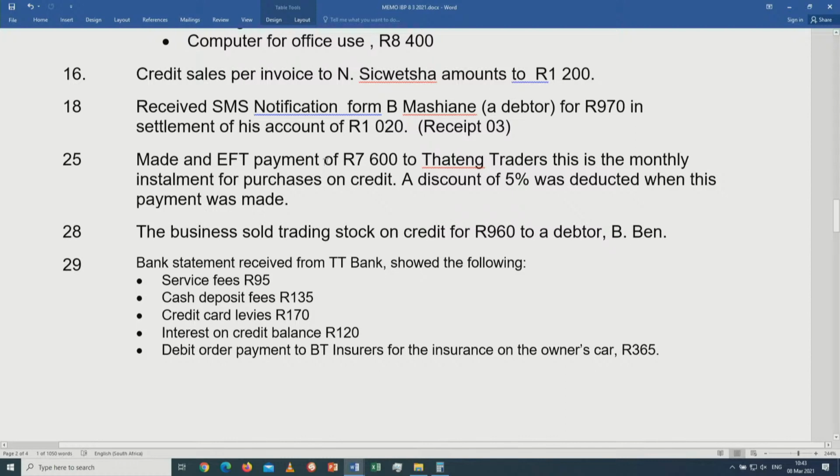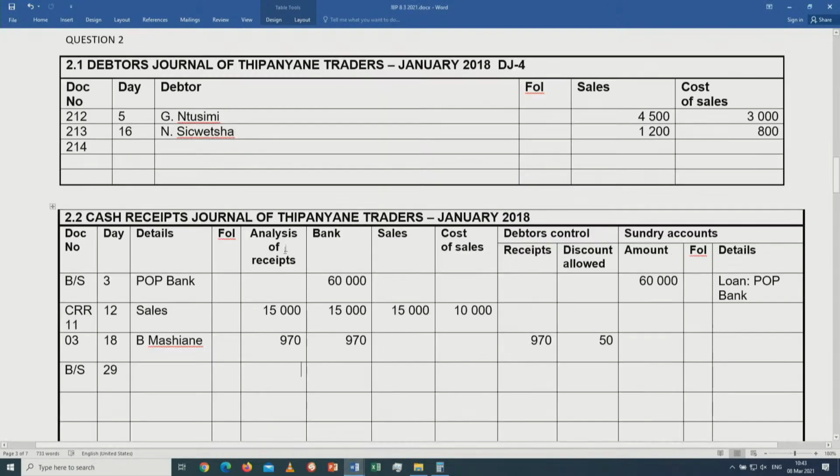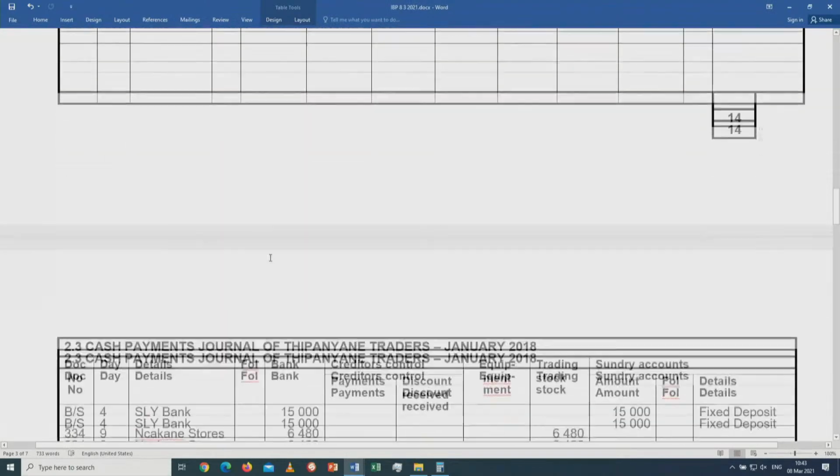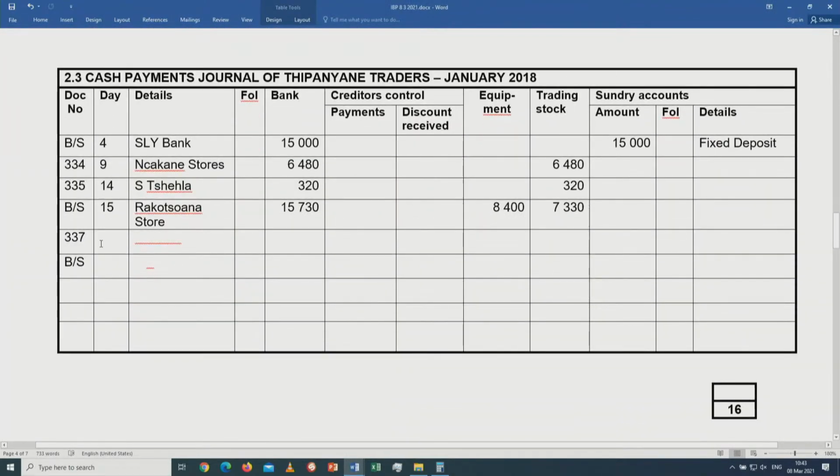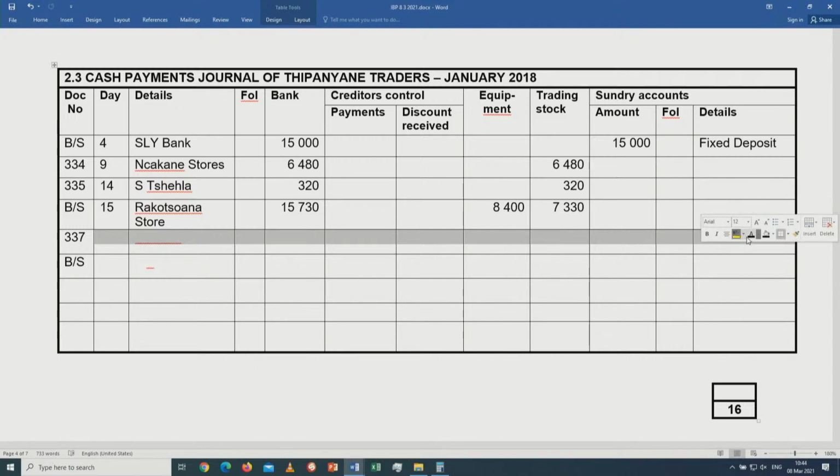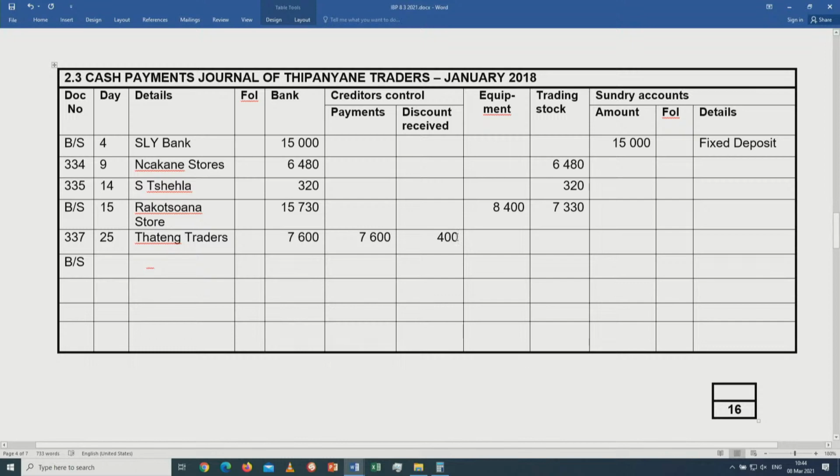Made an EFT payment, meaning we made a payment. So we must go to the cash payment journal. Here is our cash payment journal. Under our cash payment journal, we have to record it as follows. Here it will be, but we'll see how we got that. Under cash payment journal, it's Taden Traders.